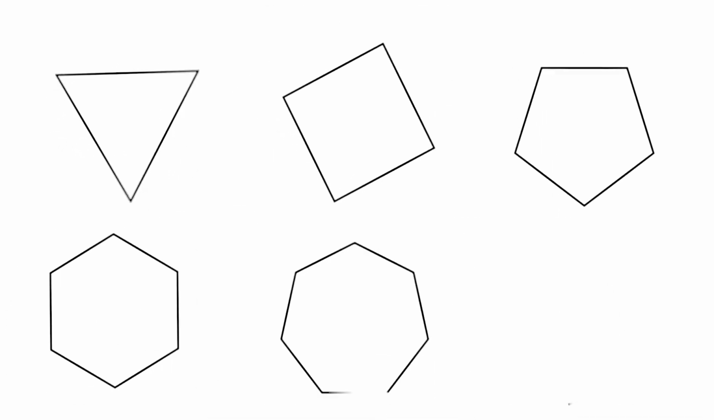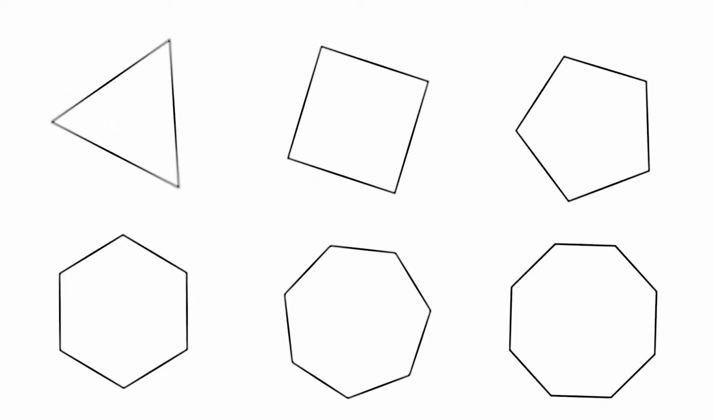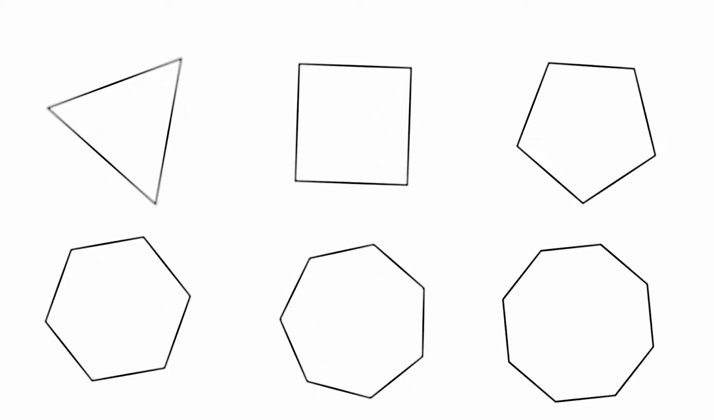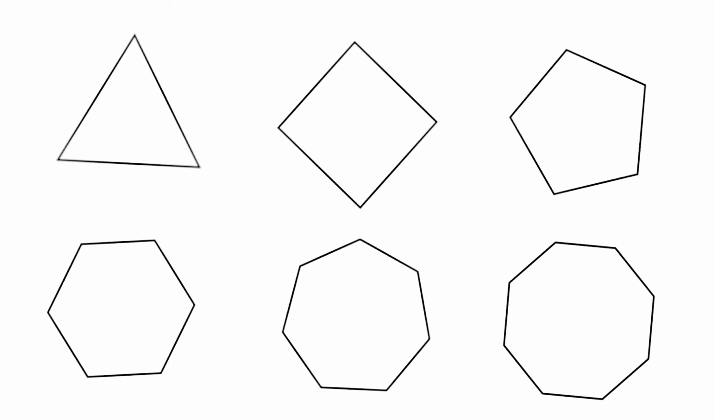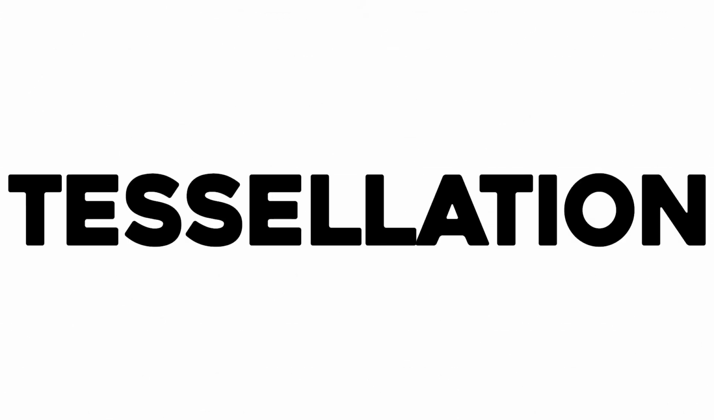Polygons. These are any shape that consists of straight lines that can be drawn on a flat surface. We name polygons based on the number of sides that they have. Putting similar polygons together can create some sort of a pattern, especially if they fit together perfectly. And this is called tessellation.